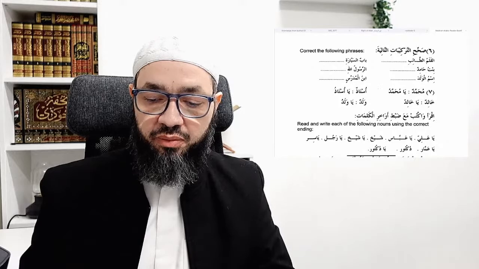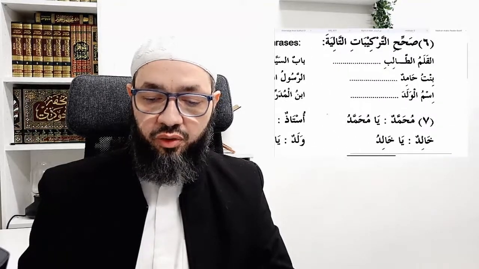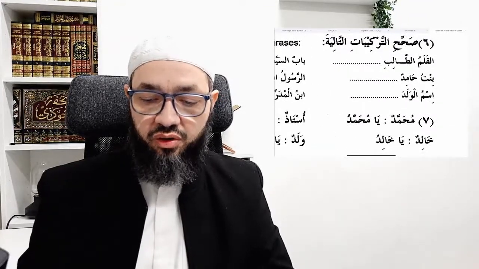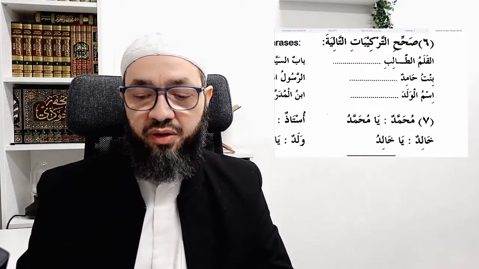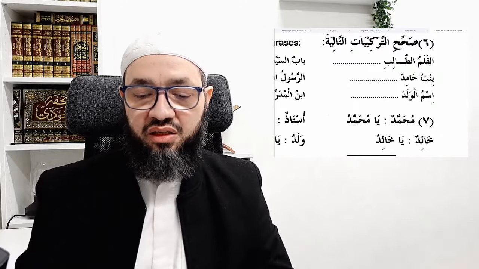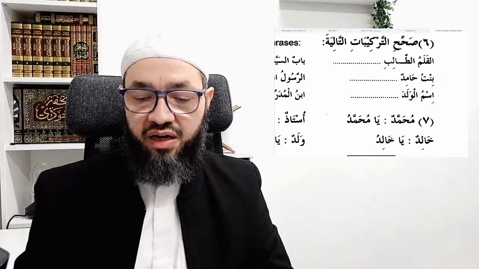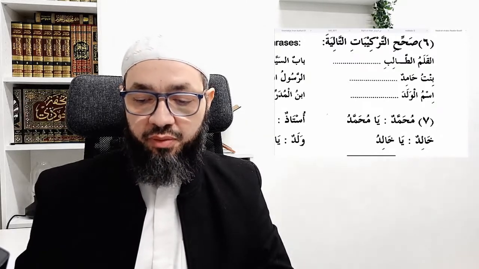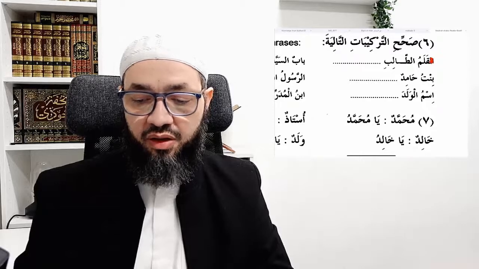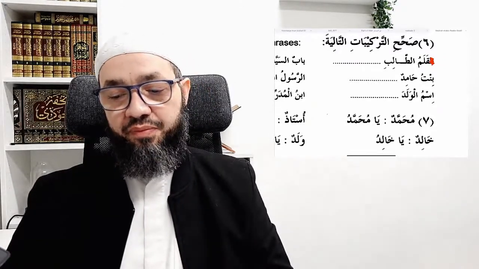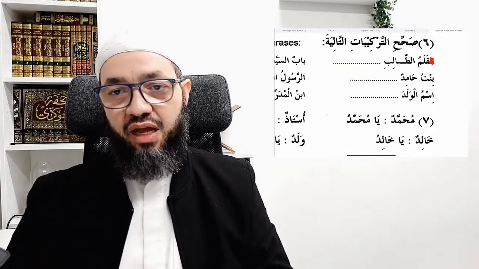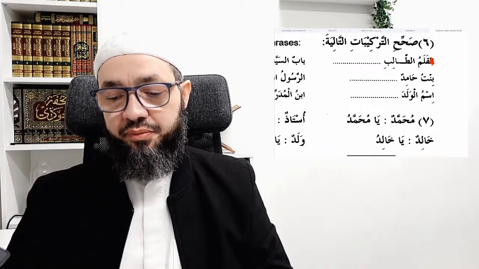Al-qalamu at-talibi. Let's just do two together, and then the rest you can do yourself. This is supposed to be the pen of the student. So what's wrong with this sentence? Like I mentioned before, this has got alif and lam on it. Al-qalamu talibi, but it shouldn't have alif and lam, because the mudaf doesn't have alif and lam. It should be qalamu talibi. So now it's correct. Take off the alif and lam, and you get the correct answer.